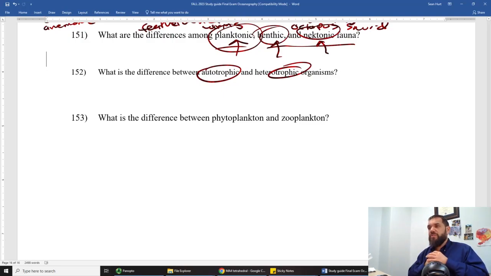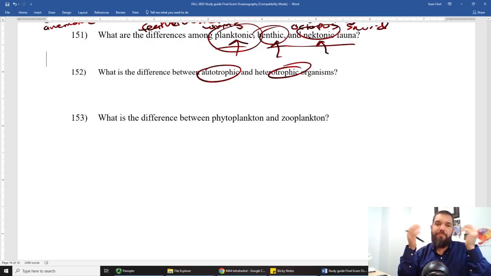Number 53, last one. What's the difference between phytoplankton and zooplankton? Phytoplankton is plankton that is plant-like and autotrophic. Zooplankton is heterotrophic plankton that eats other small organisms.